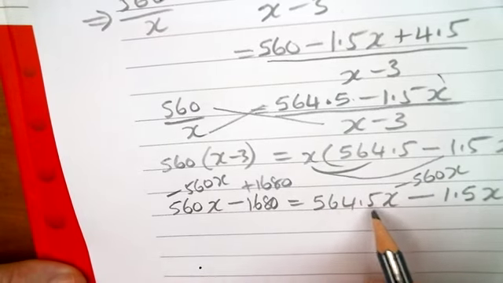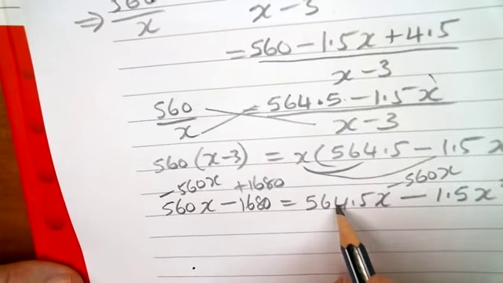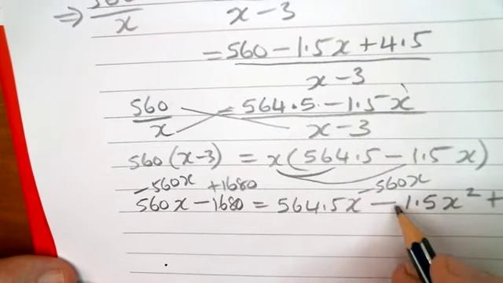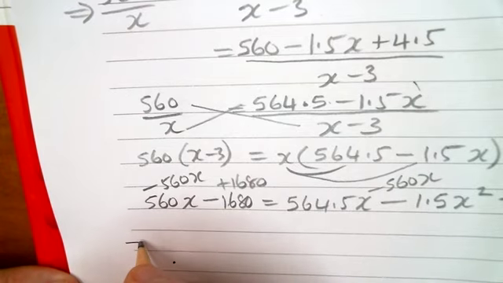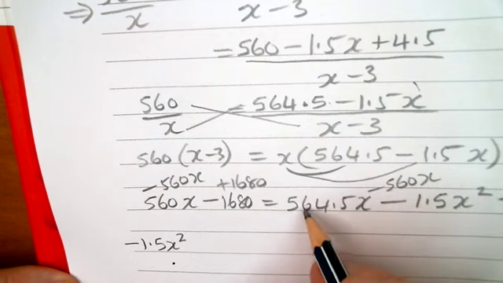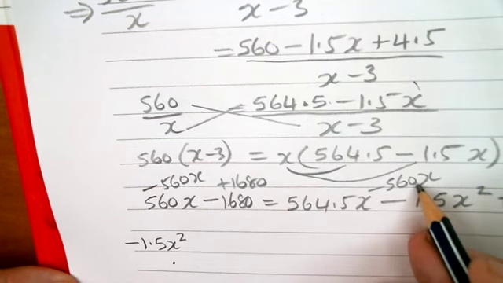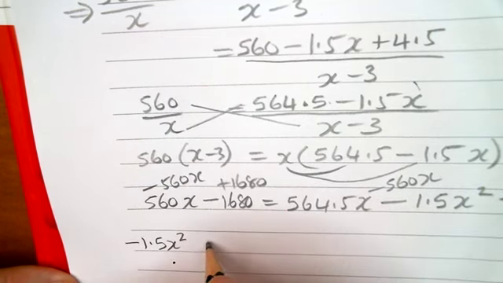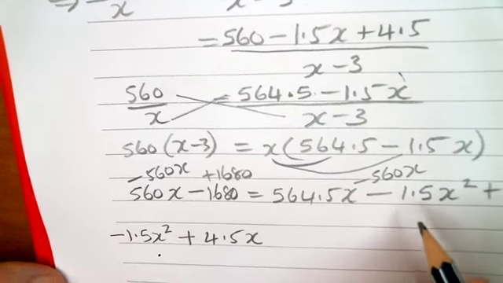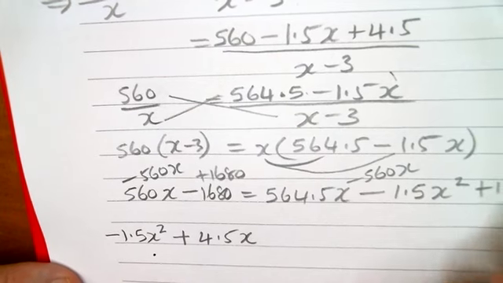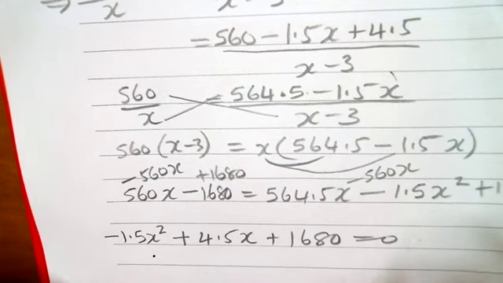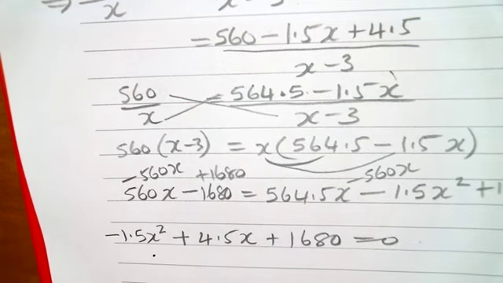So I've got 564.5 minus 560, which is just 4.5x. Let's write it in order, though. I'm going to have negative 1.5x squared. Let's write that first. And I'm going to have, 564.5 minus 560 is 4.5, so it's going to be plus 4.5x. What else we got here? And we've got plus 1680 equals 0. Okay, so that looks pretty good.